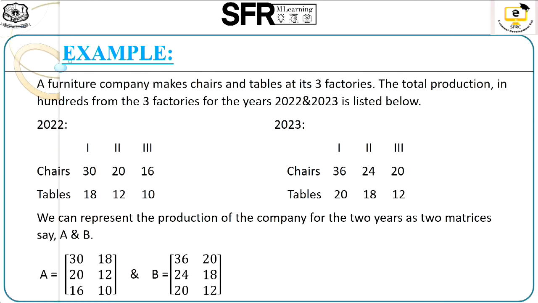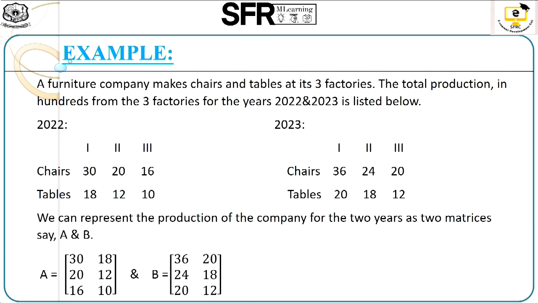In a real life situation, if you take an example, a furniture company makes chairs and tables at its 3 factories. The total production in hundreds from the 3 factories for the 2 years, 22 and 23, is listed below. Here the 3 factories are given in Roman letters and the products are chairs and tables. We can represent the production of the company for the 2 years in matrix form. Matrices are usually denoted by capital letters.